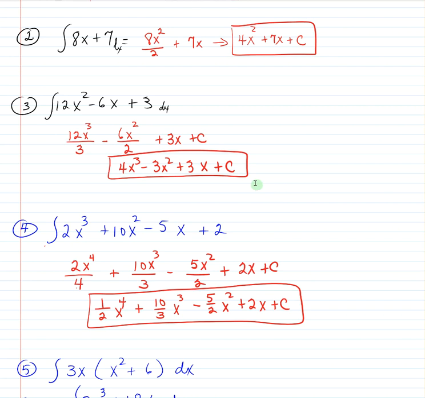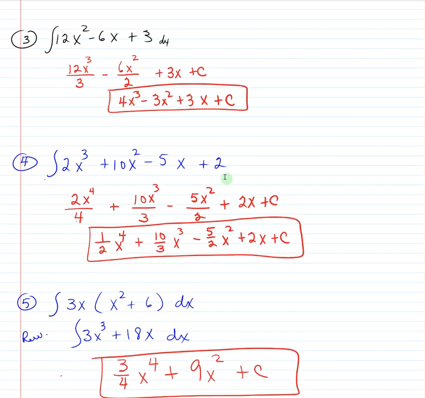Number 3, we have 3 pieces here. So the integral of this, we're going to separate it and do 12x to the third over 3 minus 6x squared over 2 plus, that's a constant, so that's 3x plus c. And then clean it up. That becomes 4x cubed minus 3x squared plus 3x plus c.